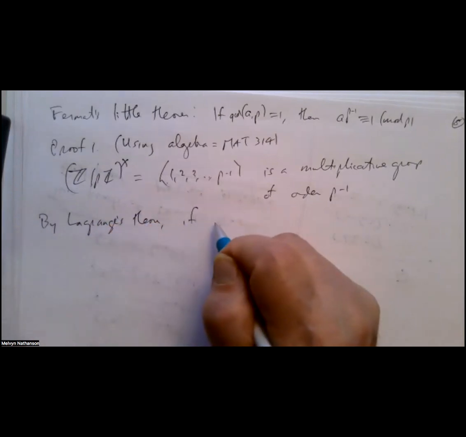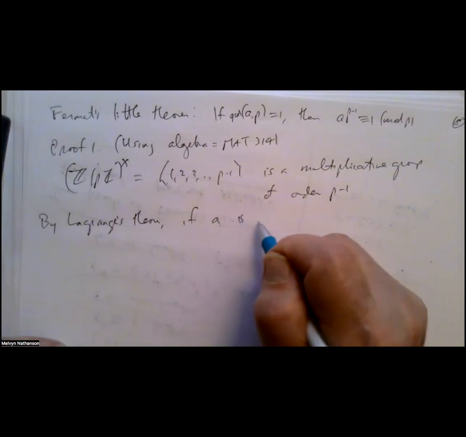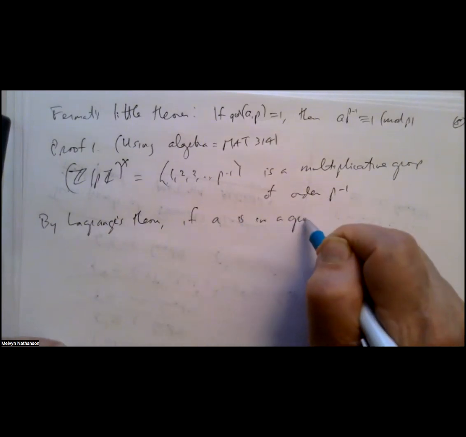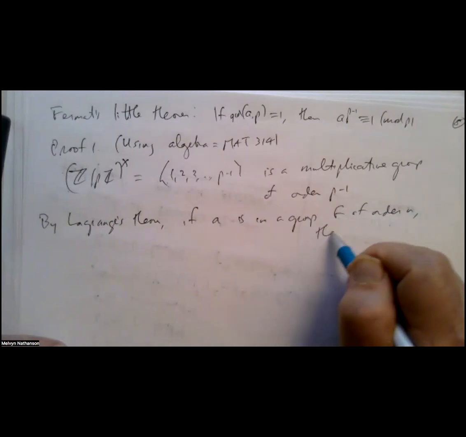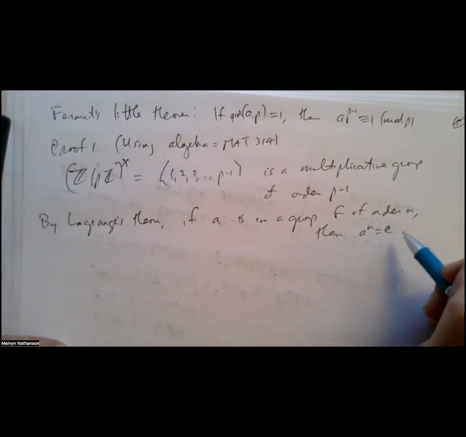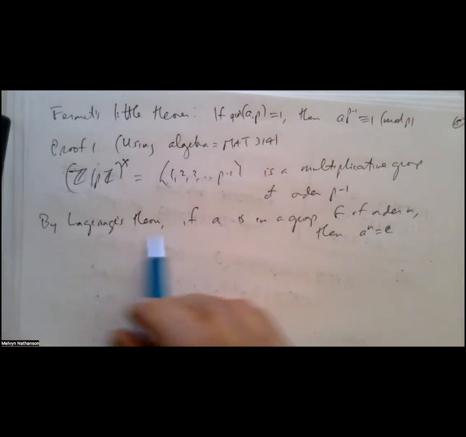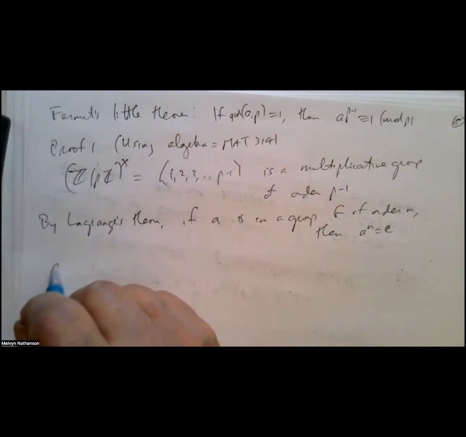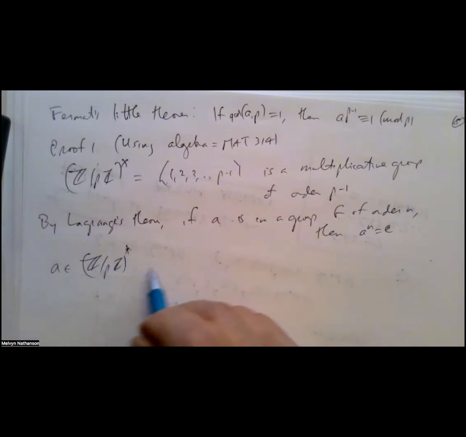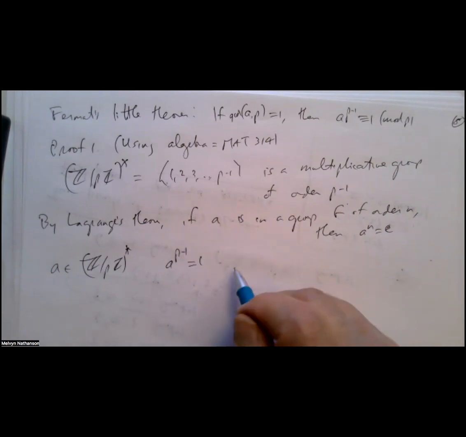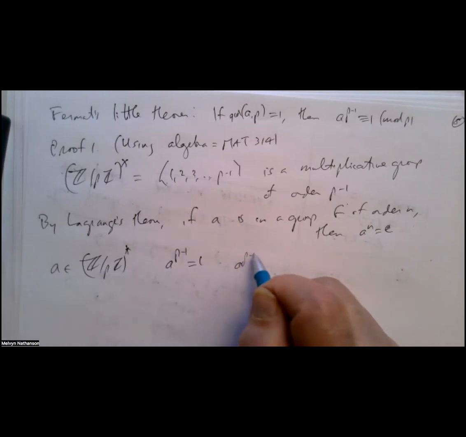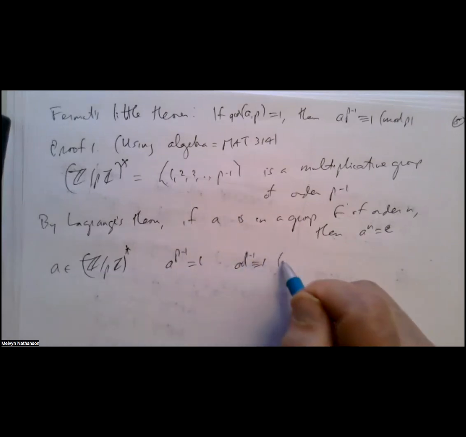which says that if A is in a group G of order n, then A to the n is the identity, right? So in our case, if we have A in Z mod PZ star, the non-zero elements, this group has order P minus 1, so A to the P minus 1 is equal to 1. Or in the group, or A to the P minus 1 is congruent to 1 mod P.